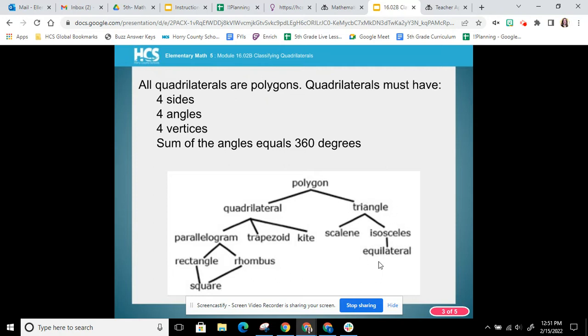This diagram also has triangles. Triangles are also polygons. But for this lesson, we're really focusing on the left side of this diagram, which is your quadrilaterals. So I always start at the bottom of the diagram. Squares are rectangles. Squares are rhombuses. Rectangles are parallelograms. Rhombuses are parallelograms. Parallelograms are quadrilaterals. Trapezoids are quadrilaterals. Kites are quadrilaterals. All of these quadrilaterals are also known as polygons.